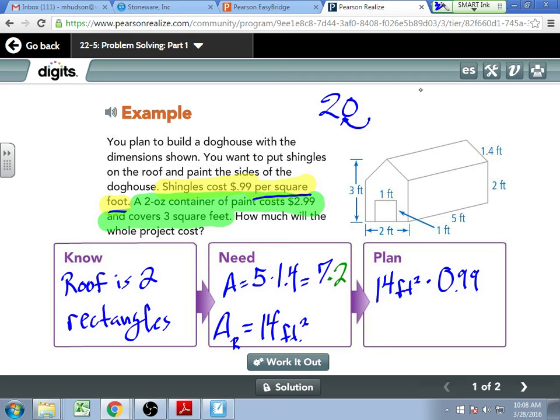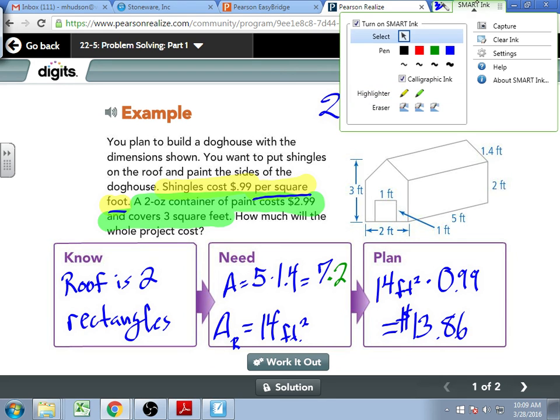What am I missing from each dollar? 1 cent. How many times will I miss it? 14. So we need to take $14 minus the 14 cents, and we get $13 and 86 cents. But that's just for the roof.